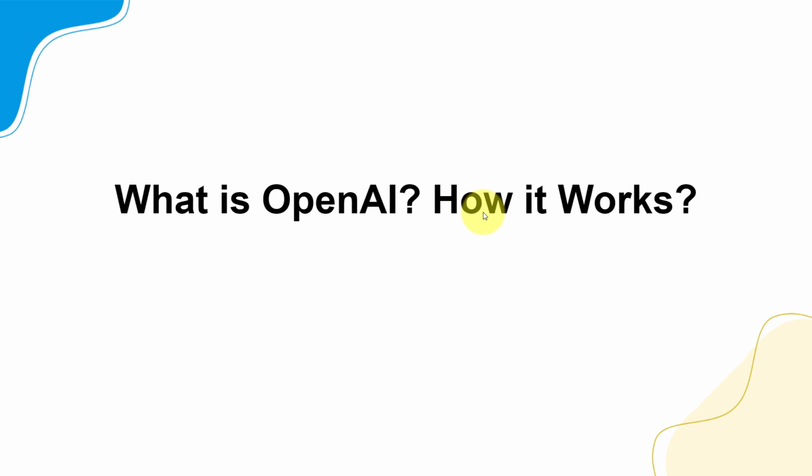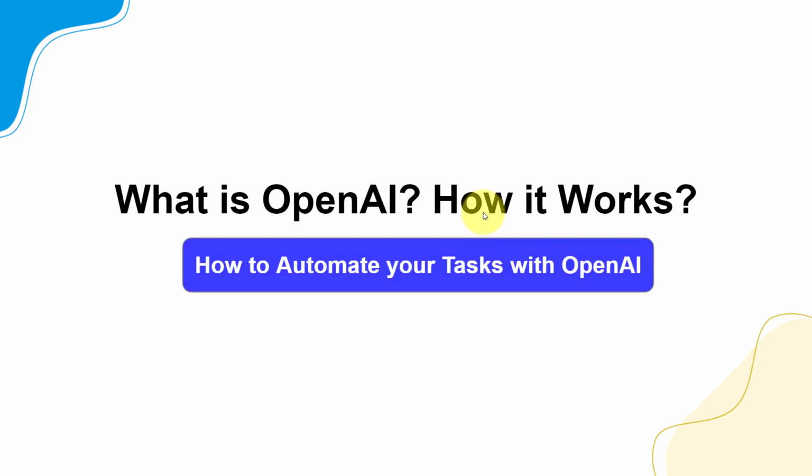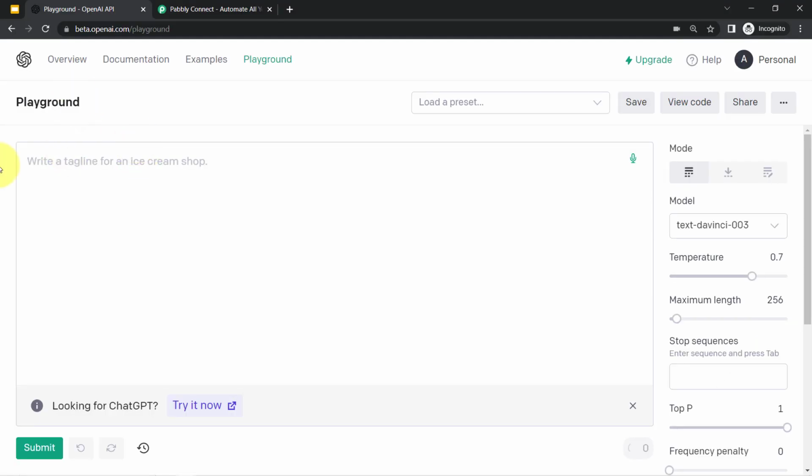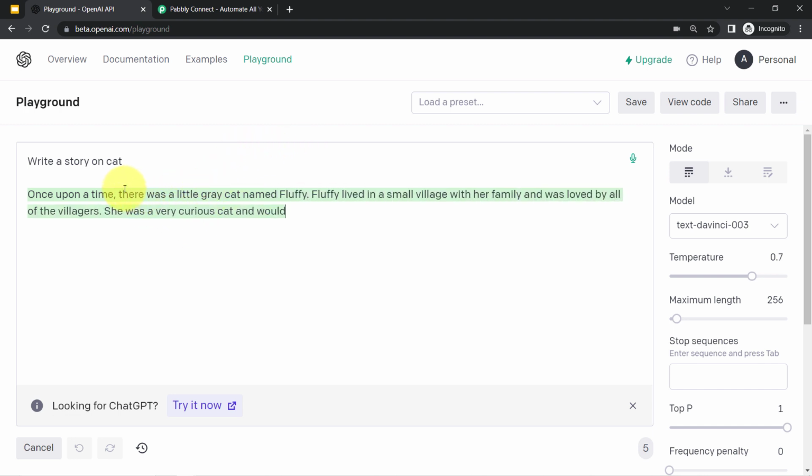In this video, I'll show you what is OpenAI, how it works, and how to automate your tasks with OpenAI. Before we discuss what is OpenAI, I will directly take you to the dashboard of OpenAI and show you some amazing things. This is the dashboard of OpenAI, and currently I'm in the playground section. Here I am going to write a small instruction, something like "write a story on cat," and you will see how the system will start generating the story in this playground section automatically with the help of OpenAI.